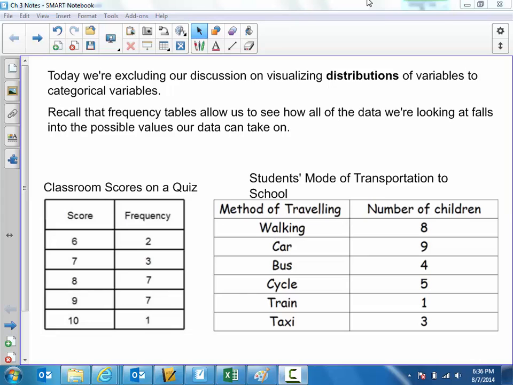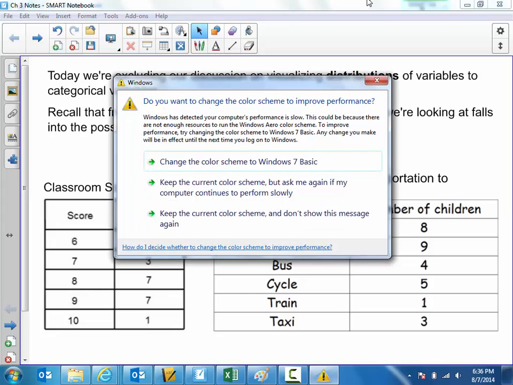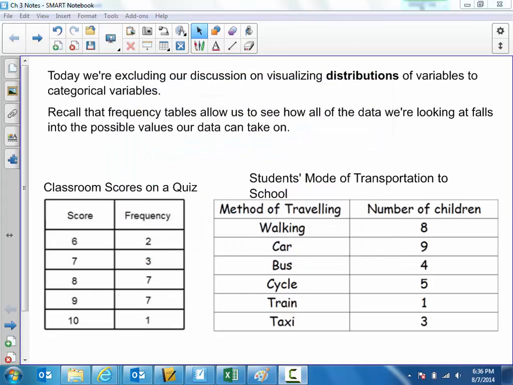So, okay, kind of already said the first sentence here. We're going to keep the current color scheme. Second sentence, recall that frequency tables allow us to see how all of the data we're looking at falls into possible values our data can take on. So we have 2 frequency tables here.